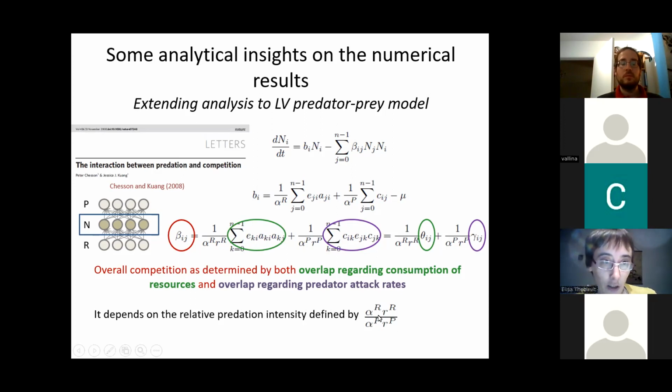That Chesson and Kwong call the relative predation intensity, that depends on the growth rate of resources, mortality rate of the predators, and intraspecific competition for resources and predators. So, because the model can be approximated by a competition Lotka-Volterra model, in fact, the results previously with a circulant Jacobian matrix with clusters, in fact, can all be understood in the same way here.